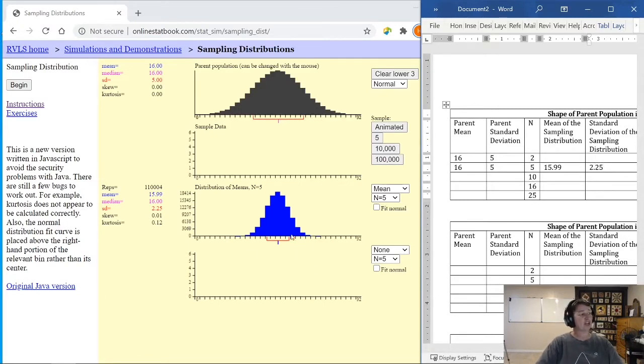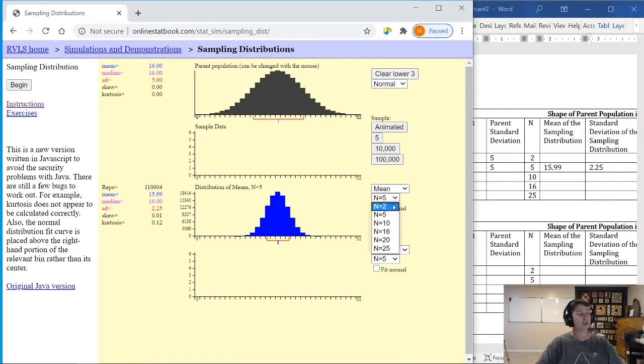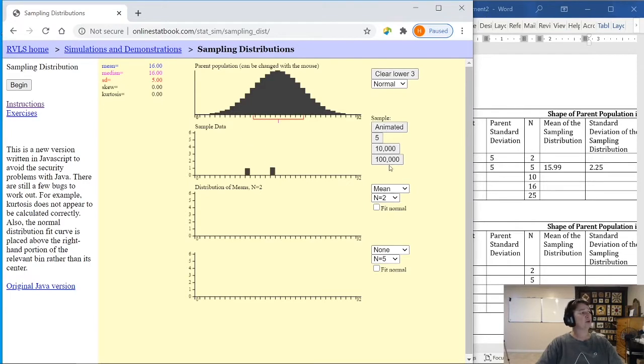Okay, let's change our sample size. Let's change it and go back to 2. So right here, I'm going to change my sample size to 2. So instead of dropping down 5 women, I'm just going to choose 2 women. I'll choose 2 and find the mean, and do that 100,000 times.